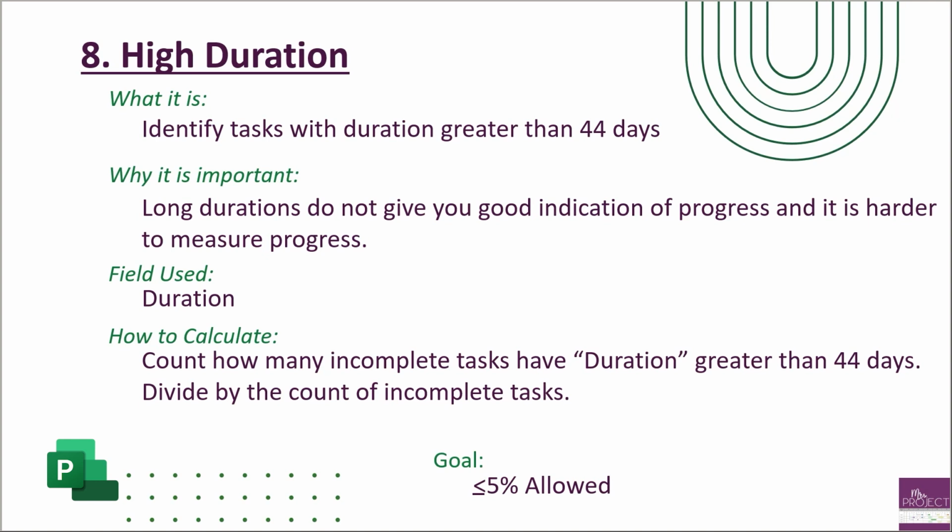DCMA's goal is just no more than 5% of your tasks can be greater than 2 months long. You can have some, because sometimes it's just unavoidable, but you will need to make sure that no more than 5% of your incomplete tasks have high duration.